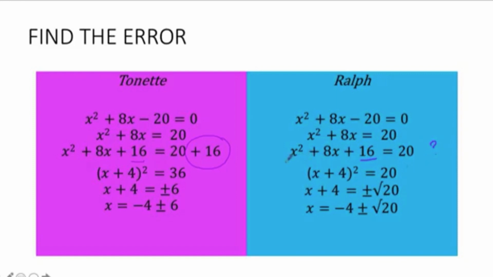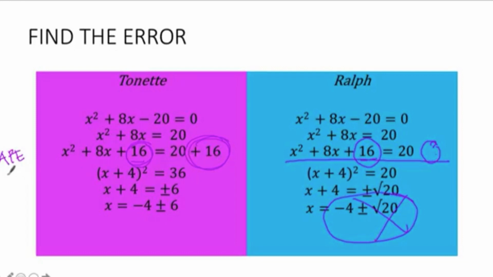Now, that's an error on the part of Ralph, because when you add a value at the left side of the equality, you should add the same value at the right side of the equality, applying the addition property of equality. If you forget to add 16 to the other side, your resulting answer would be wrong. So in this case, don't forget to apply the addition property of equality when you complete the square at the left side of the equality. I'm just using this to remind you of the common mistakes many students are committing.